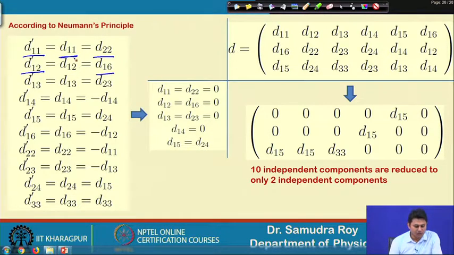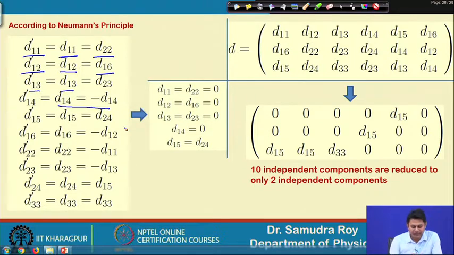Once I am applying the symmetry operation, Newman's principle is valid, and Newman's principle suggests that if you apply the symmetry operation then the new, primed component should be equal to the old one. So, D prime 11 should be equal to D11, D prime 12 should be equal to D12, D prime 13 should be equal to D13, and so on. That means we will have a relationship: D11 and D22 should be equal, D12 and D16 should be equal, D13 and D23 should be equal. So, we have these conditions.